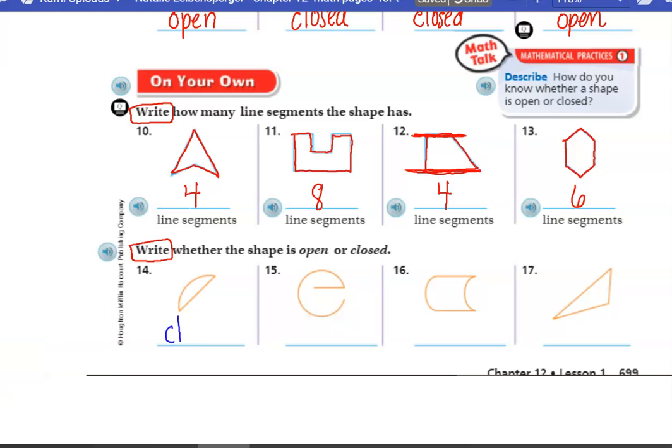We have a closed shape here. We have an open shape. Looks like the letter E there. Closed and closed.